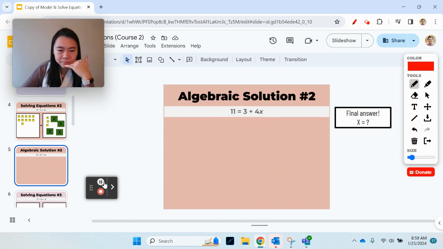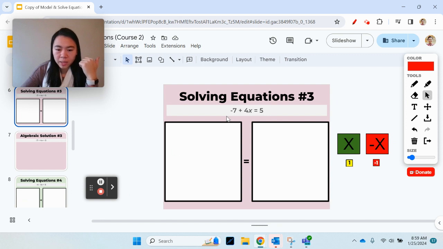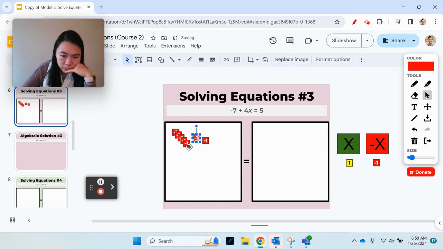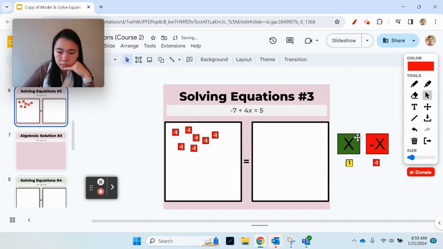Next. Okay, we're going to model our next problem. Negative 7 this time, so we're going to use the negative counters. 1, 2, 3, 4, 5, 6, 7. Let's make sure that's right. Is that right? 1, 2, 3, 4, 5, 6, 7. Yep.